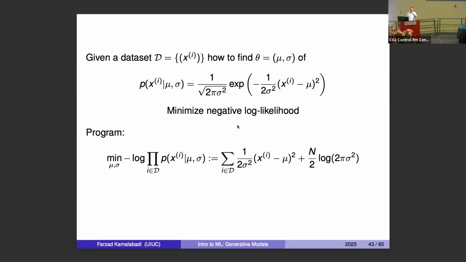Independent, and one more, identically distributed. Okay, so that's the assumption that we are making. And that allows us to write this high dimensional distribution as a product of smaller ones. And then furthermore, by taking the log, I'm able to convert that. Right now, I'm just going to write it as a product, but I'm going to take the log.